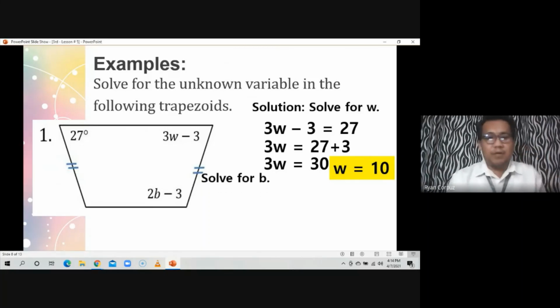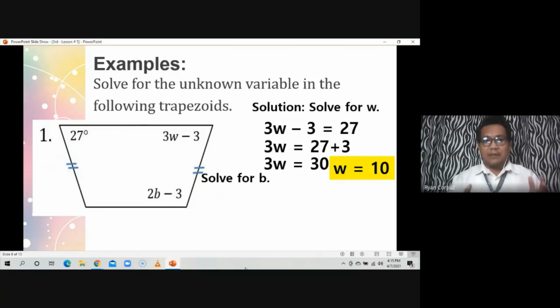Paano naman solve yung B? With regards to this given measure of the angle na 27 degrees and this angle na may measure na 2B minus 3, they are opposite angles of an isosceles trapezoid. So, going back to the property, ang sabi doon, opposite angles of an isosceles trapezoid are supplementary. Again, opposite angles of an isosceles trapezoid are supplementary.